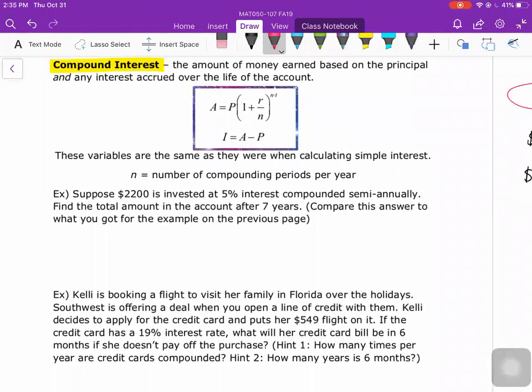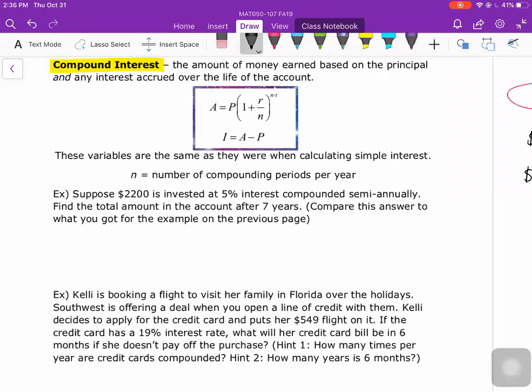You said the second one is interest, right? I is interest, yes, that was earned or charged. Interest can sometimes be a good thing and sometimes a bad thing. In the case of any type of loan, not a good thing. In the case of a savings account or stocks, it's a really good thing.